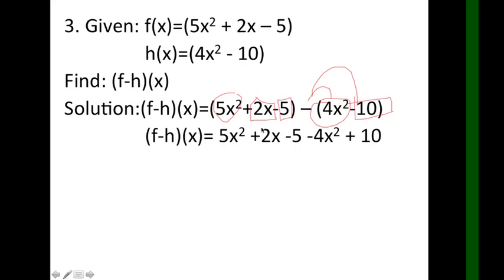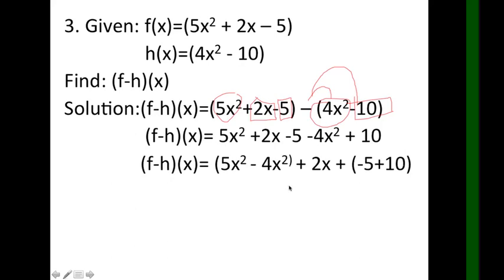Tapos nun, ayan na siya. Okay, so hindi pa kinombine dyan. So we combine them. I'm sorry for this parenthesis. So we have 5x squared minus 4x squared plus 2x plus negative 5 plus 10. Again, they are separated by the positive sign. Okay, so we have 5x squared minus 4x squared, so that is 1x squared, no? And then the sign is positive because 5 is bigger than 4. And then negative 5 plus 10 is positive 5.